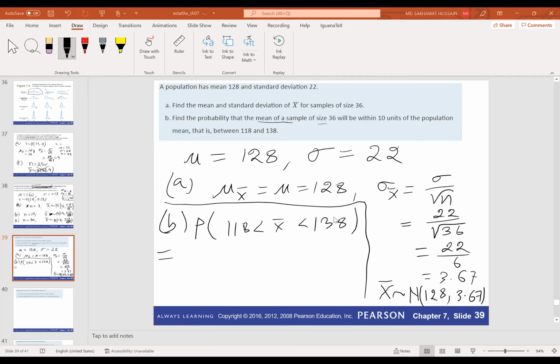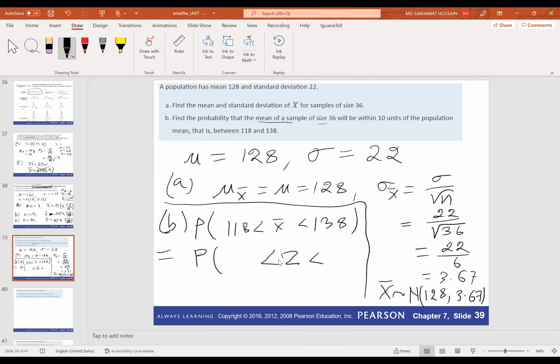So now we have to find the probability. So how can we find the probability? We know the distribution of X bar, normal distribution. Now we have to find the probability where X bar is between 118 and 138. To find the probability from normal distribution, first we need to standardize the X bar or X. Then we can calculate the probability. So first we need to convert X bar into its standardized form, that is, we have to find the z-score. We have to write this in terms of z.